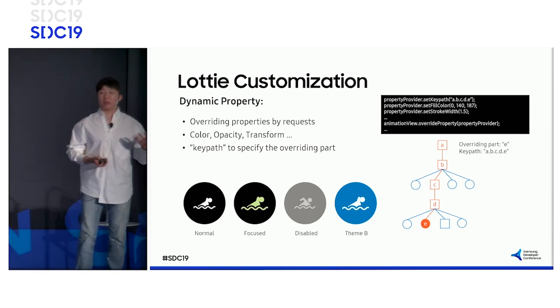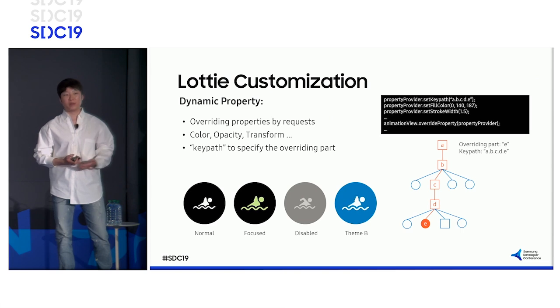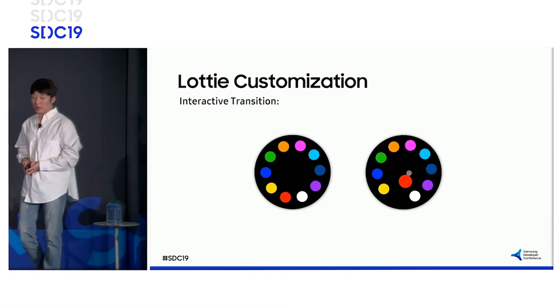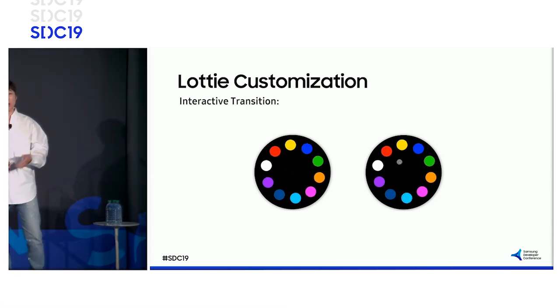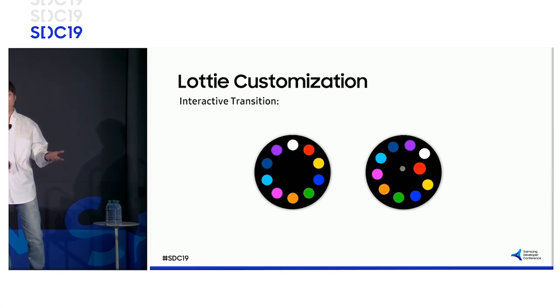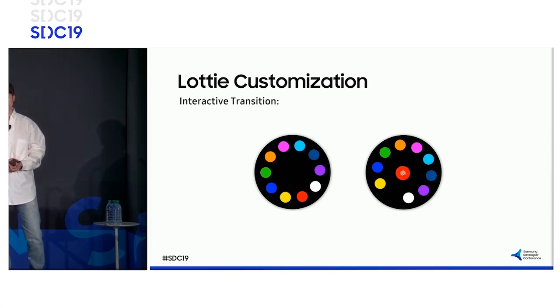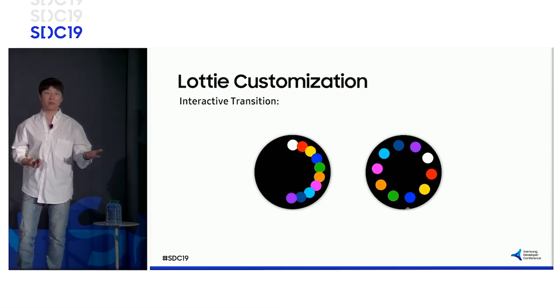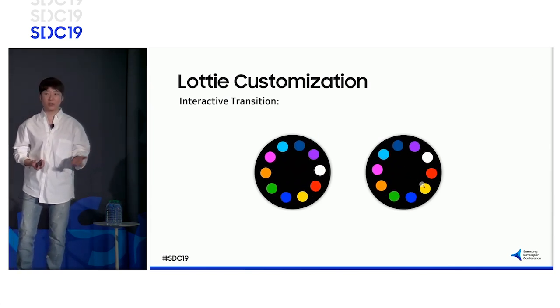Practically, this dynamic property is simply used for changing colors, but we can use this for more interesting user interactive transition effects as well. One use case is here. As you can see in the demo videos on the screen, the left is the original Lottie animation, and the right is the customized version. Actually, we can make this kind of motion animation by customizing Lottie animation at runtime.